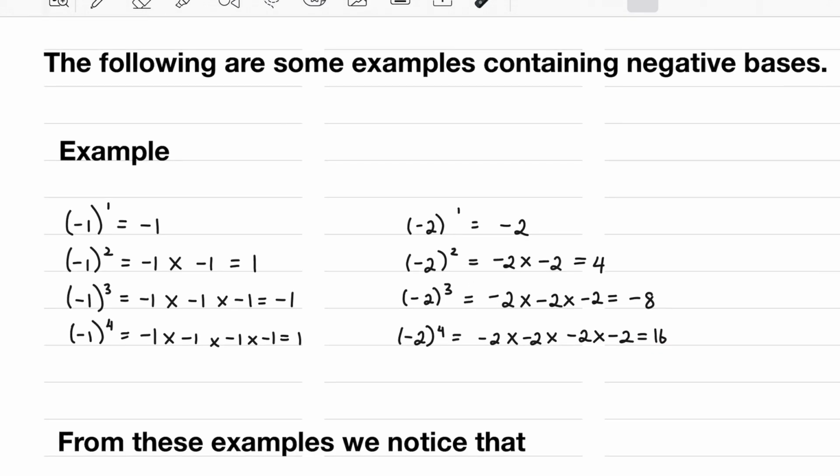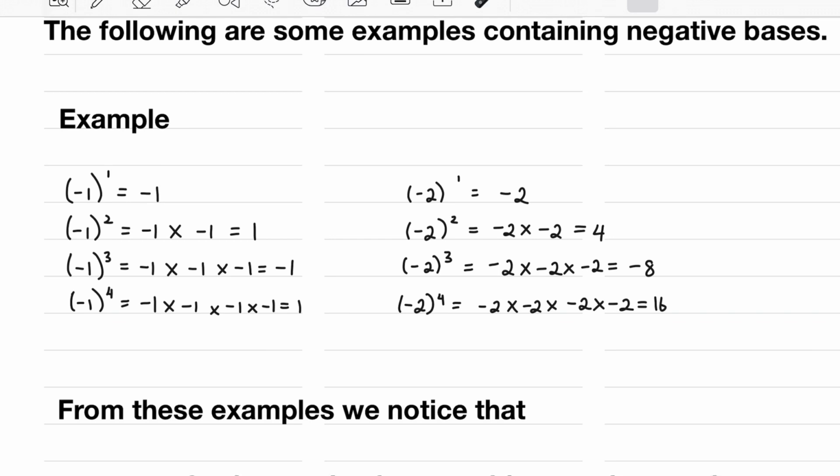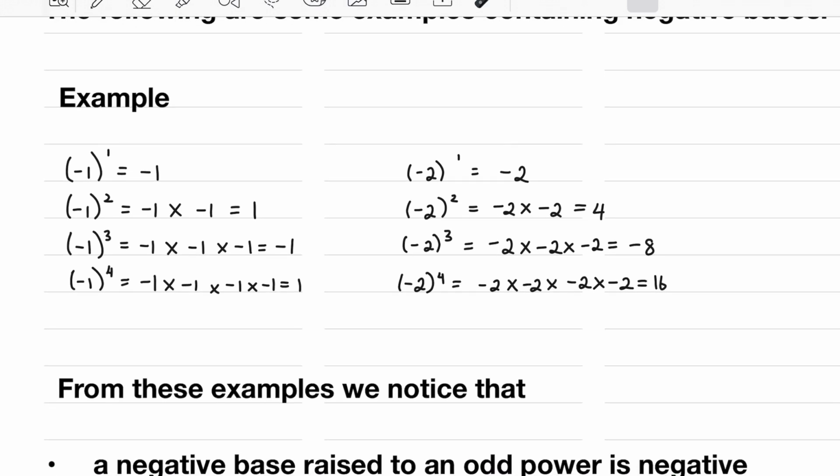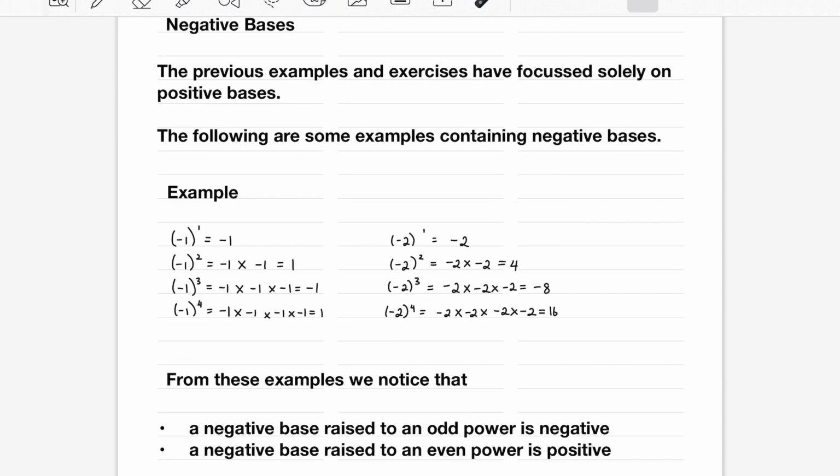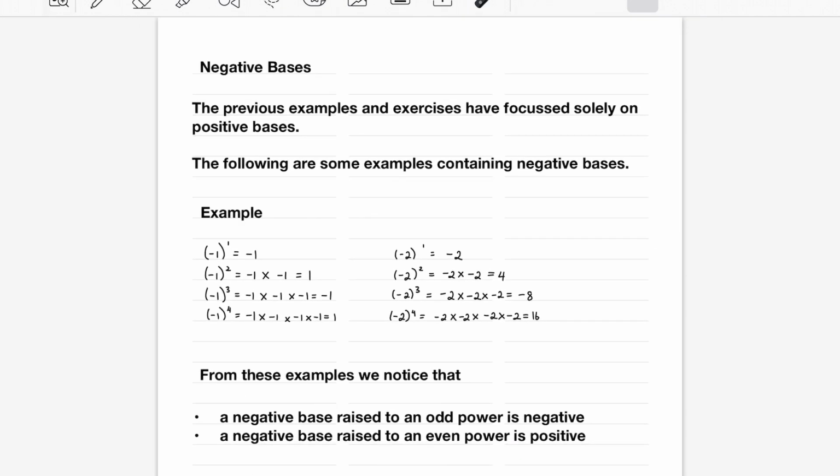So what we notice is that if you have a negative base and you raise it to an odd power, your answer is going to be negative. If you have a negative base and you raise it to an even power, your answer will be positive. Right? So between odd and even, the answers alternate between negative and positive. So odd is negative, even would give you a positive. Odd, negative again, even, positive.